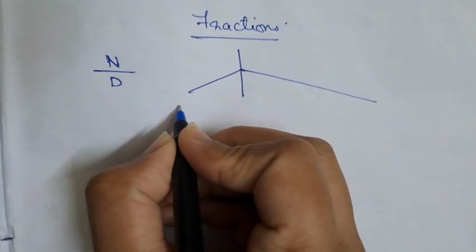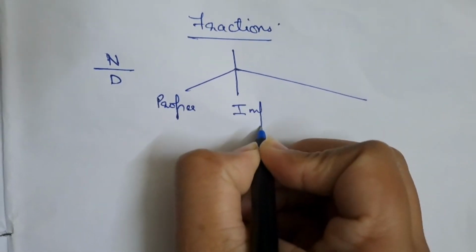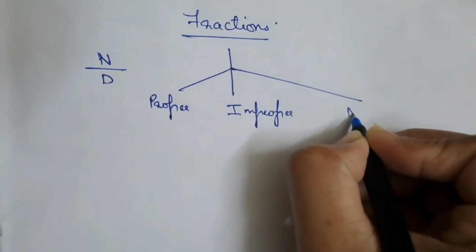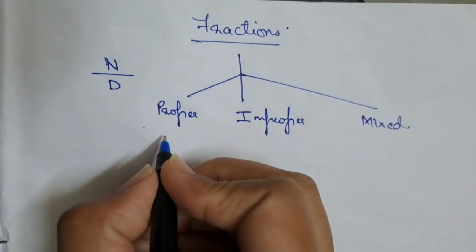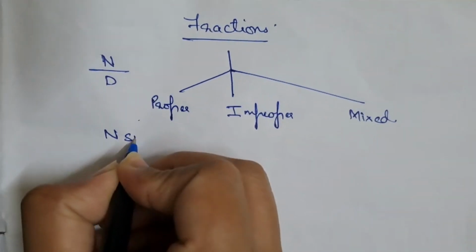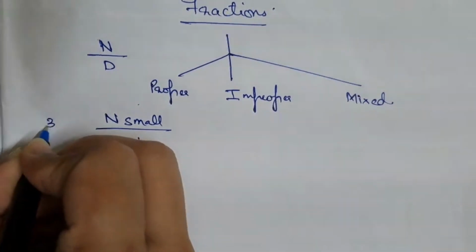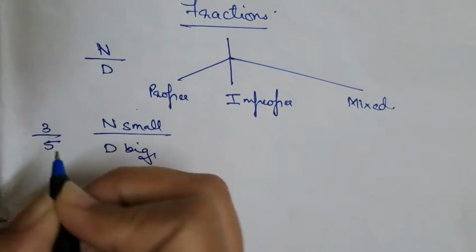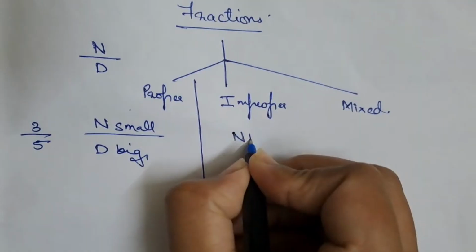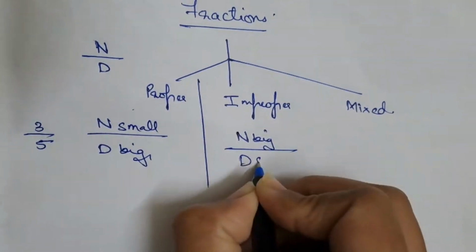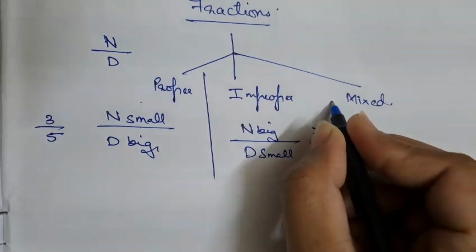The types of fractions that we have: the first one is called the proper fraction. Then we have the improper fraction, and we have the mixed fraction coming in the last. Okay, now what is a proper fraction? A proper fraction is where the numerator is small and the denominator is big. So 3 upon 5 is the proper fraction that I have, whereas an improper fraction is the one wherein the numerator is big and the denominator is small. Example, 7 upon 3. This is the improper fraction.